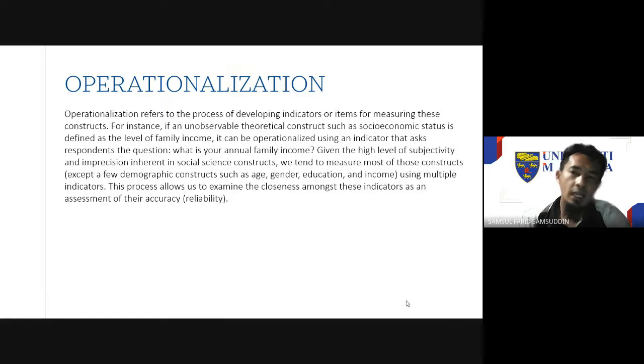Okay, given the high level of subjectivity and improvisation inherent in social science constructs, we tend to measure most of those constructs, except a few demographic constructs such as age, gender, education, and income, using multiple indicators. This process allows us to examine the closeness amongst these indicators as an assessment of their accuracy or reliability.